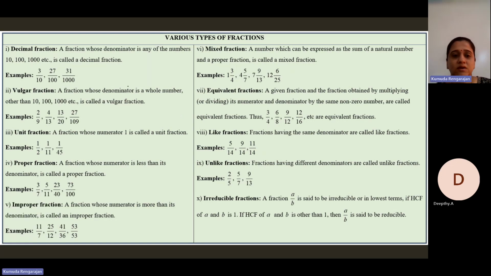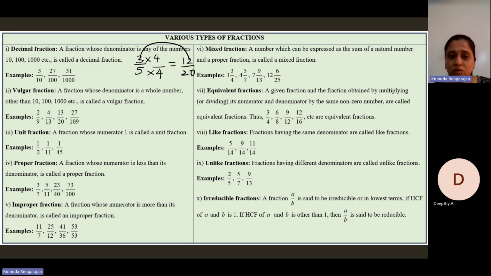Equivalent fractions. Say you are given this fraction 3 by 5. You multiply the numerator by 4 and multiply the denominator also by 4. So what is the resultant fraction? 12 by 20. Now we say that 3 by 5 and 12 by 20 are equivalent fractions.